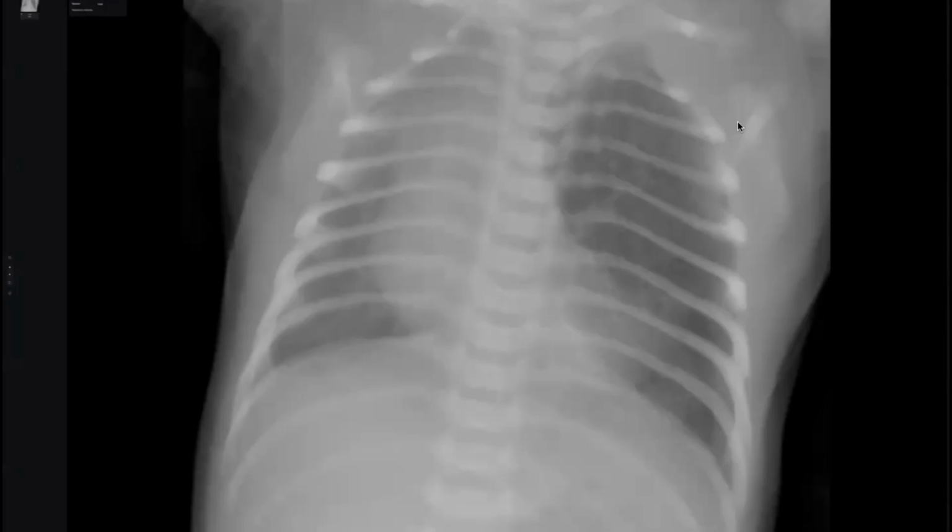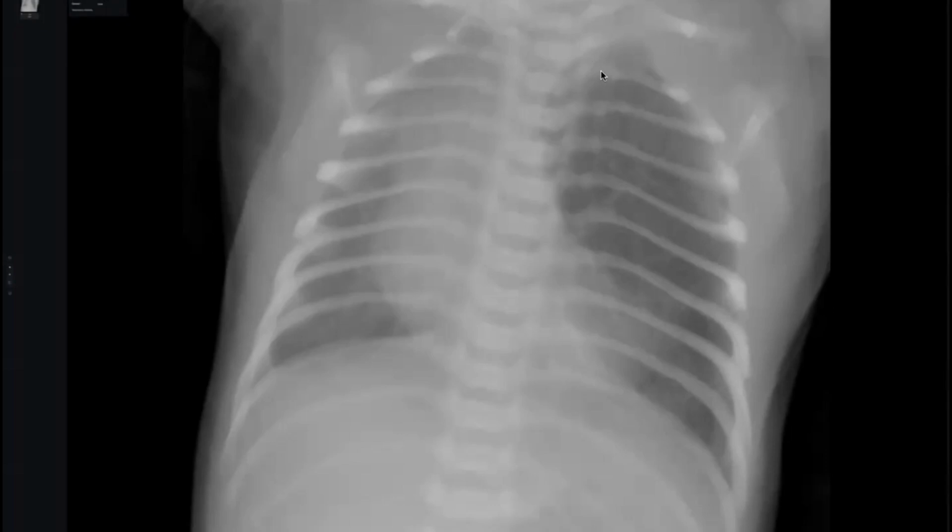Doctor, what's your diagnosis? My provisional diagnosis is CPAM, congenital pulmonary airway malformation. Why? This is the most common location. Doctor, what happened? What happened here? Where is the heart and the trachea? Shifted to the right side.